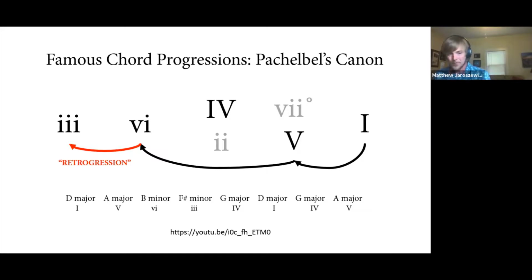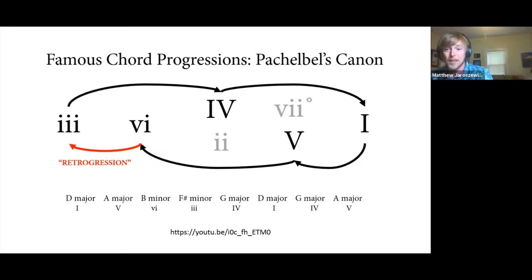From there, our 3 chord goes directly to 4, F sharp minor going to G major. G major goes in a plagal progression to D major, back to the 1. Then it goes right back to G major, back to 4. And then this time to 5. And finally back to 1. Very interesting progression, including a broken rule.